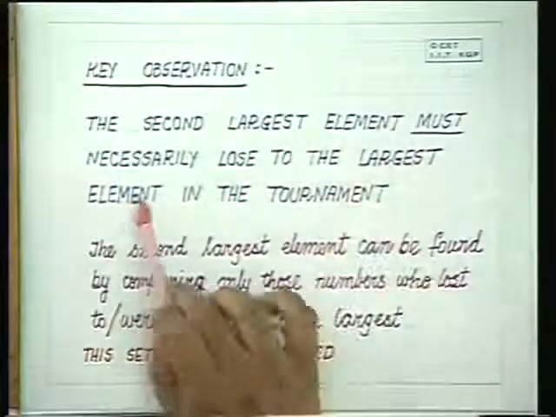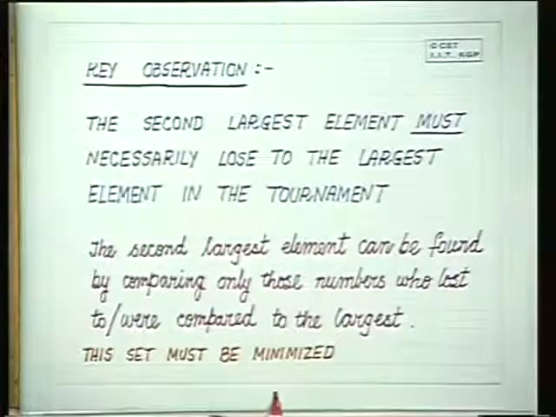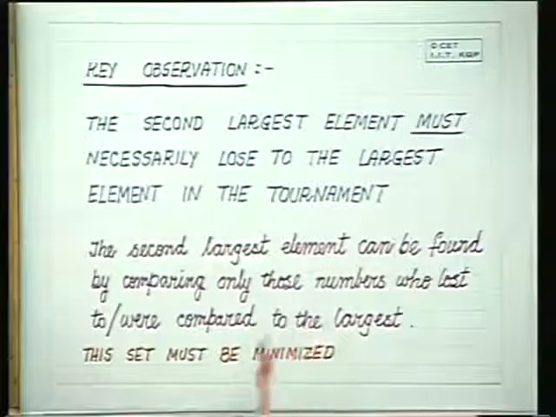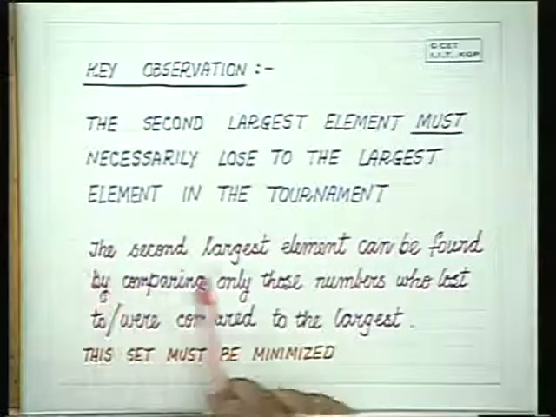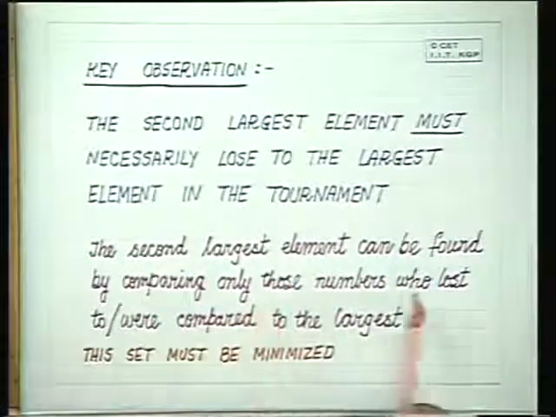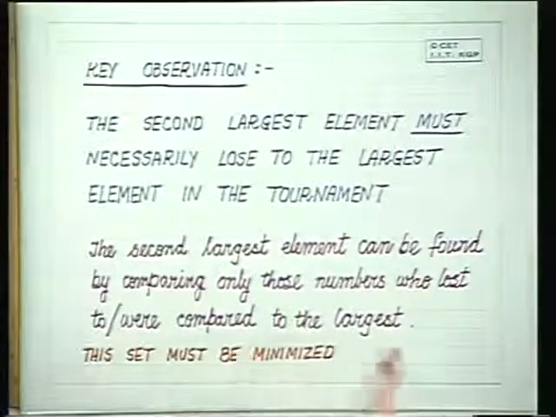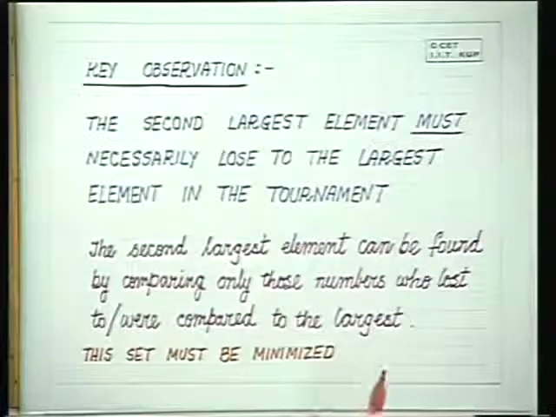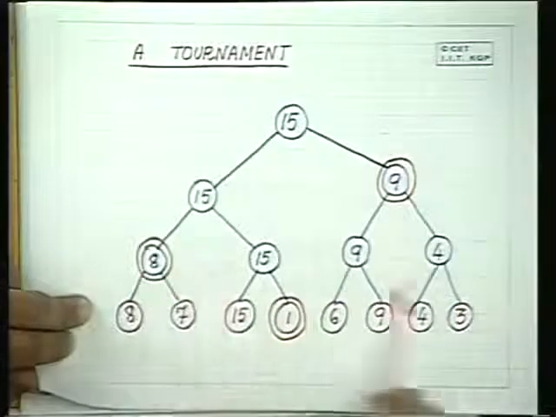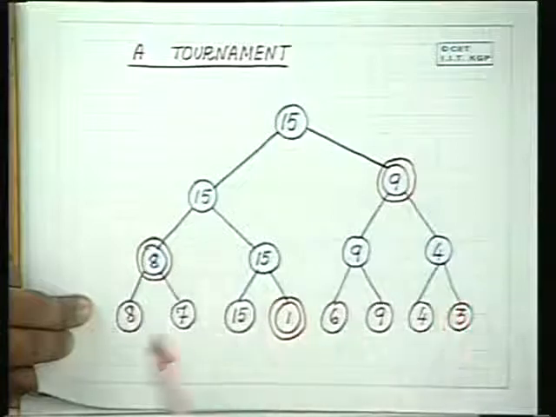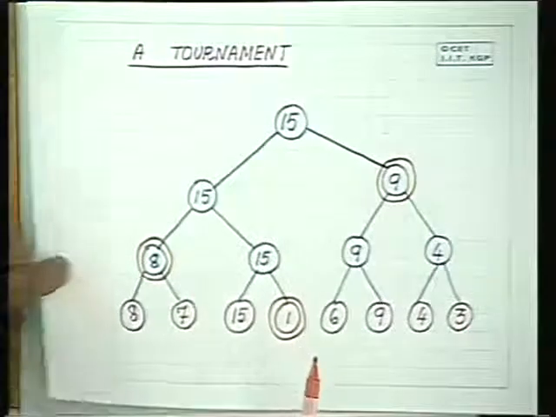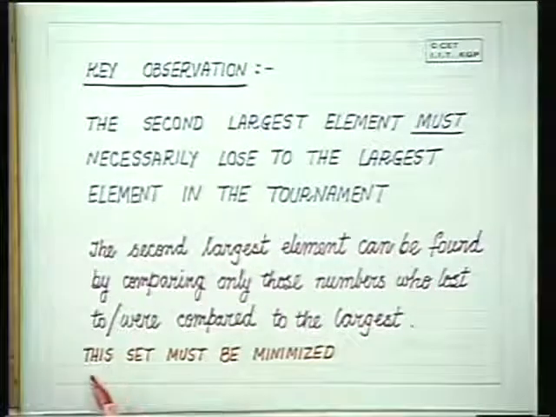So we come to the key observation here. The second largest element must necessarily lose to the largest element in the tournament. Point number 1. And now we come to the question of optimizing. The second largest element can be found by comparing only those elements who lost to or were compared to the largest. Along the tree, now not only at the first level as in the max and min, in the max and min we were satisfied by first time losers, but here it is not first time losers. You must have lost somewhere in the full tournament.